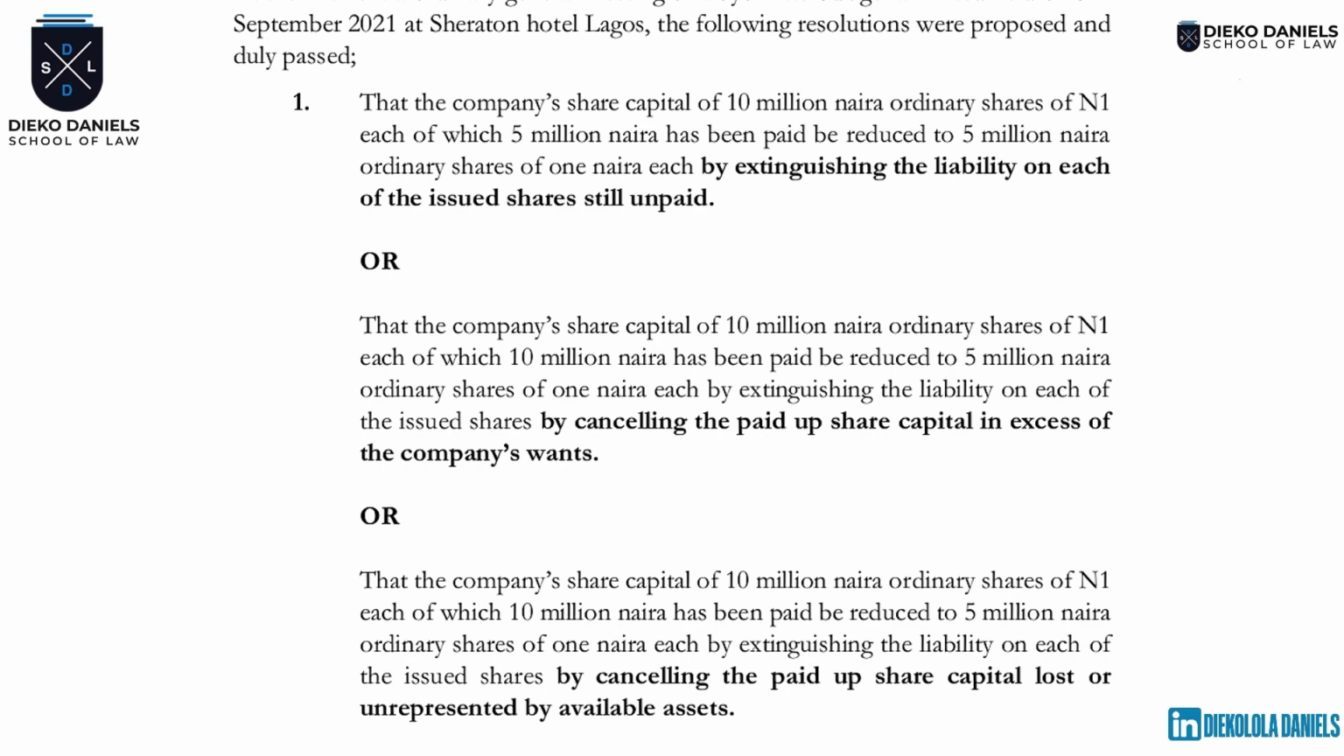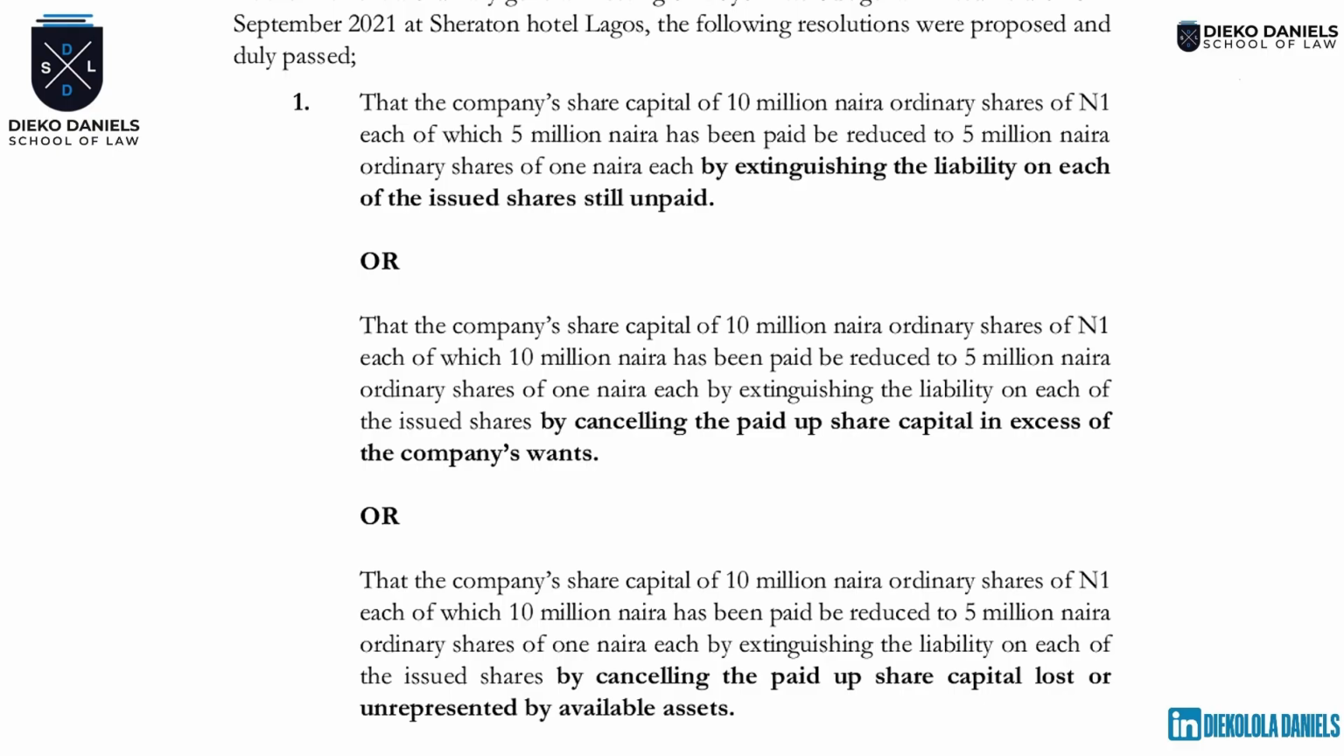A, B, or C? If I'm coming under A, it means that if there are 10 million ordinary shares, then they did not pay for some of them. So it's just 5 million that has been paid for, and I want to extinguish the liability on the issued shares that are still unpaid. Do you understand that? Okay, I'm coming under B. B is that the assets are lost and unrepresented. Right? Okay, so which means that they've paid for all.